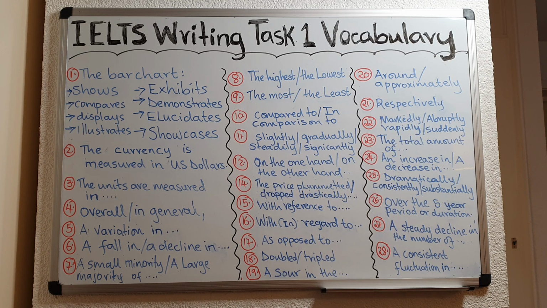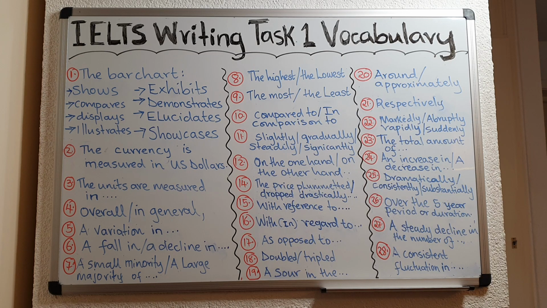So, for example, you can say between the years 2017 and 2020, there was a steady decline in the number of students who applied to join Manchester University from India. Or you can say over the 5-year period, there was a steady decline in the number of students who applied to join Manchester University from India. Okay, so a steady decline means that it is consistently going down.